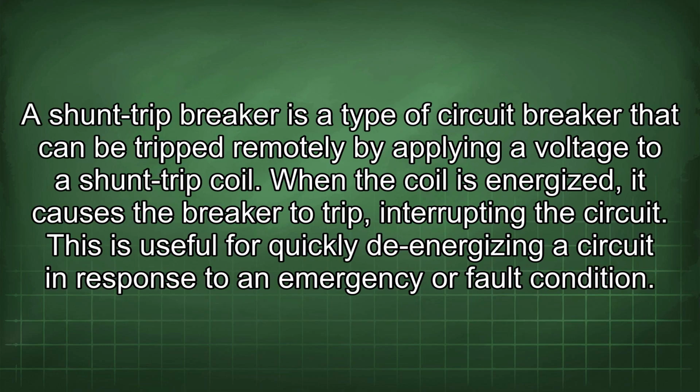A shunt-trip breaker is a type of circuit breaker that can be tripped remotely by applying a voltage to a shunt-trip coil. When the coil is energized, it causes the breaker to trip, interrupting the circuit. This is useful for quickly de-energizing a circuit in response to an emergency or fault condition.